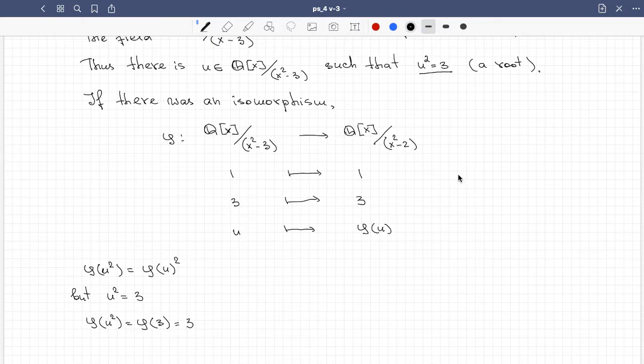So I will show you that for any isomorphism, 1 maps to 1. 1 is a special element, the neutral element for multiplication. After that, phi of 1 plus 1 must be, since it is a homomorphism, phi of 1 plus phi of 1, which is 1 plus 1. This is 2. So phi of 2 is 2.